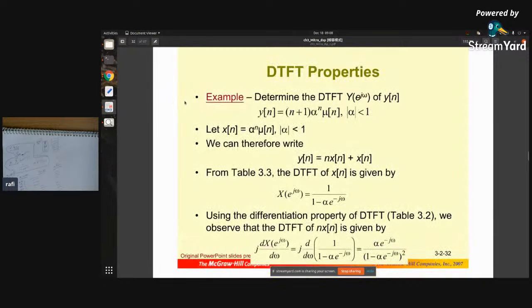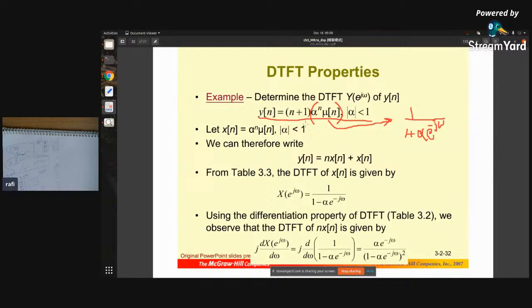Okay, how to find the DTFT of this y of n is equal to n plus 1 into alpha power n u of n. For alpha power n u of n we know the DTFT, which is 1 by 1 minus alpha into e power minus j omega, the DTFT that we have calculated for alpha less than 1.